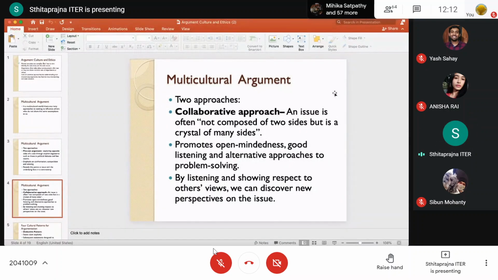Now, collaborative approach is pertinently used when you're trying to solve an issue or resolve a problem. Now, while doing that, you need to explore all the aspects, all the perspectives of the problem. So now, when you are using a collaborative approach, you're basically promoting open-mindedness because you're open to all, even contradictory points of view. So you're open to all contradictions.